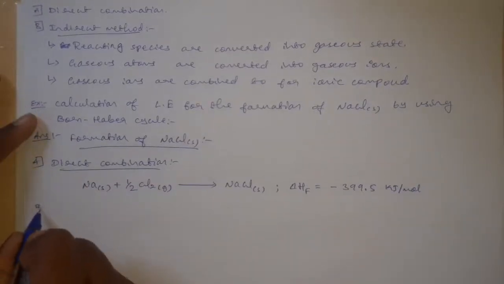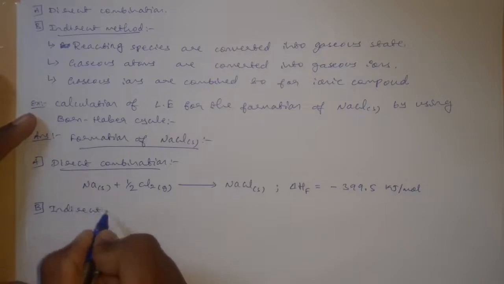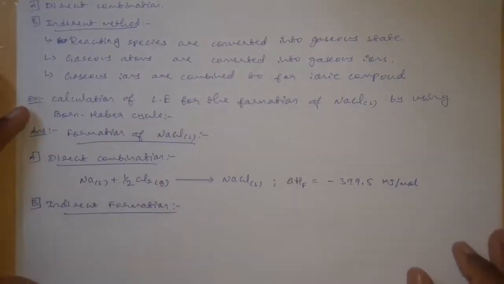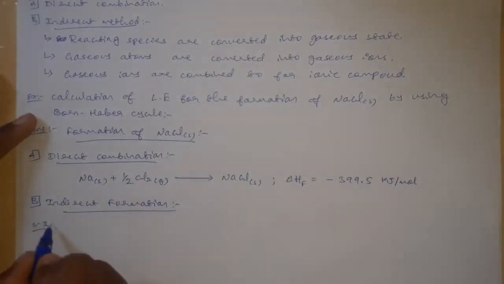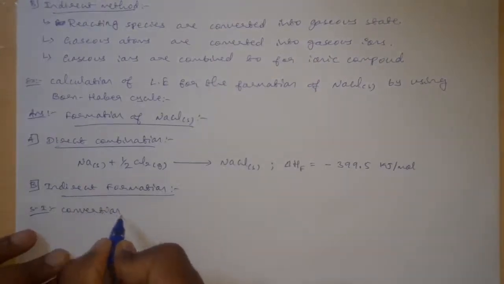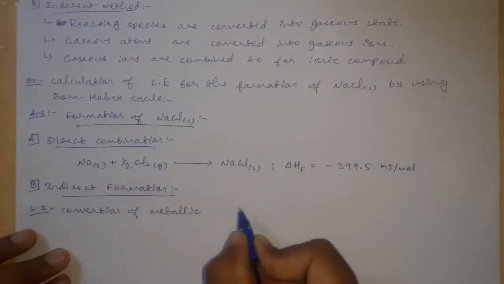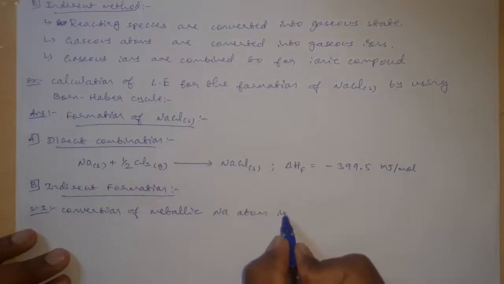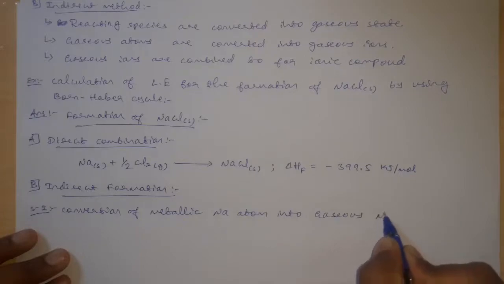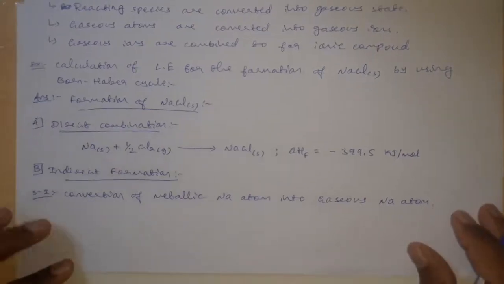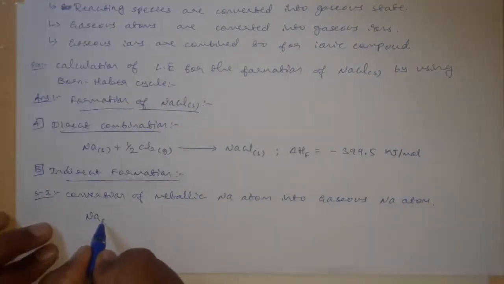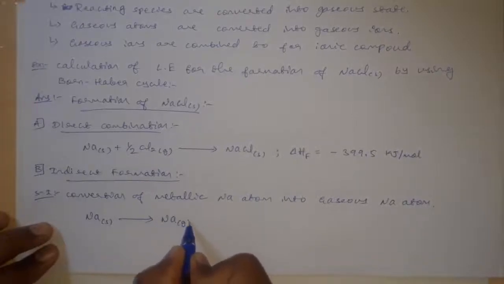Then the second one is the indirect formation. This indirect formation involves 5 different steps. The first step involves the conversion of metallic sodium atom into gaseous sodium atom. That is, the solid sodium is converted into its gaseous form.